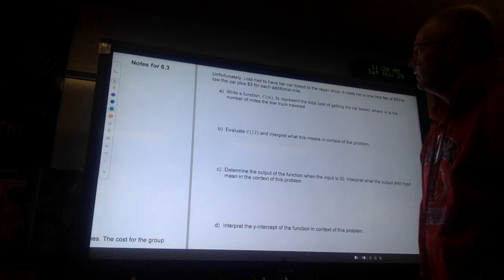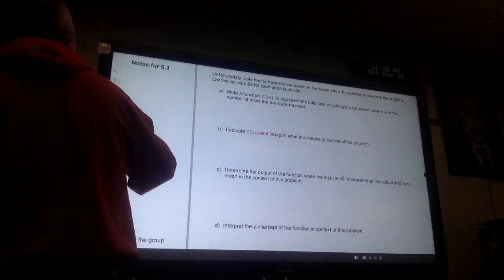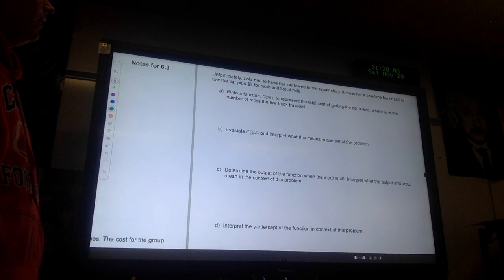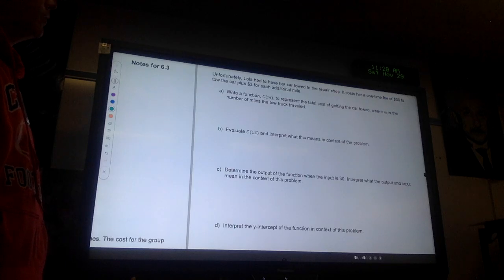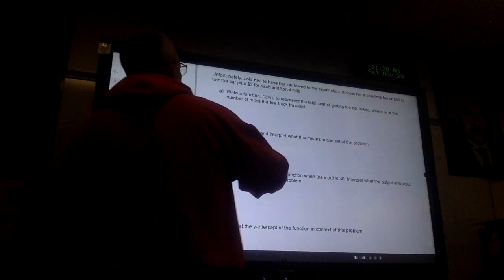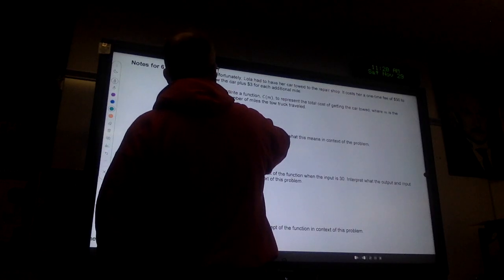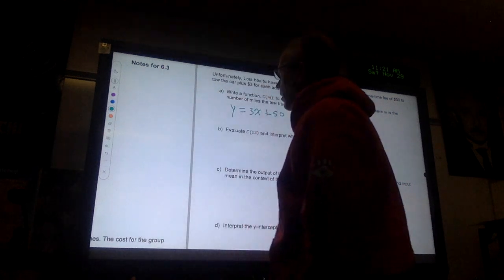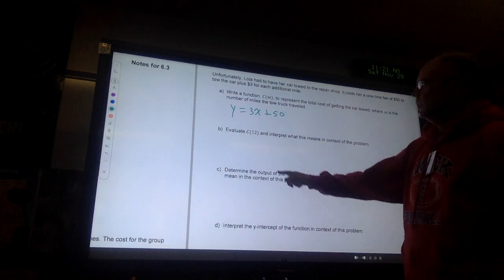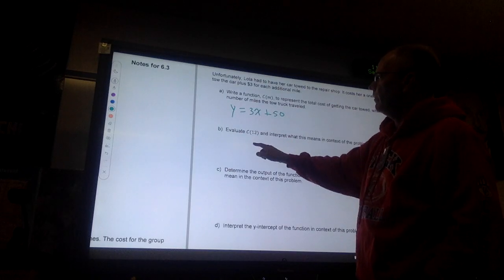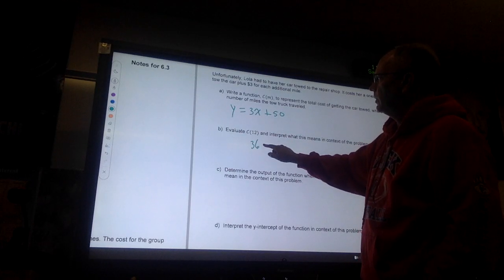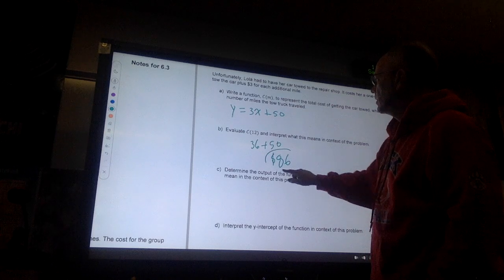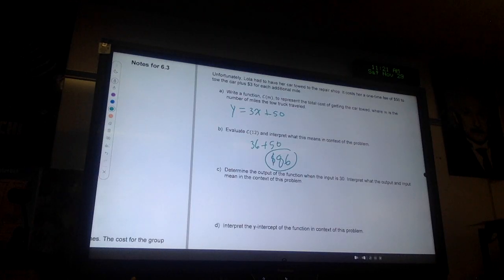Alright, this one says, unfortunately, Lola had to have her car towed to a repair shop. It cost her a one-time fee of $50 to tow the car plus $3 for each mile. Okay, so she's going to pay $3 a mile, and it costs $50 for them just to come pick up the car, so that's our equation. So this is C at 12, that's 12 miles, so we'll plug 12 in for x, so 3 times 12 is 36 plus 50. So it looks like it's going to cost her $86 to have her car towed 12 miles.